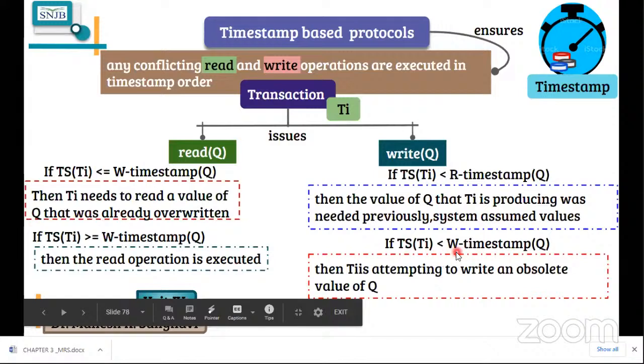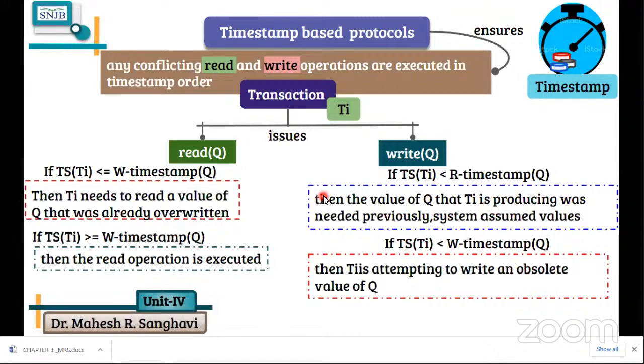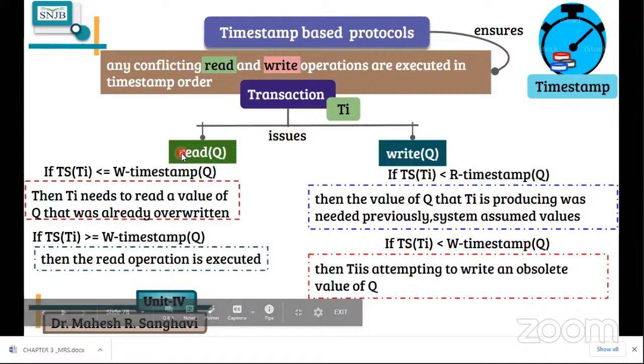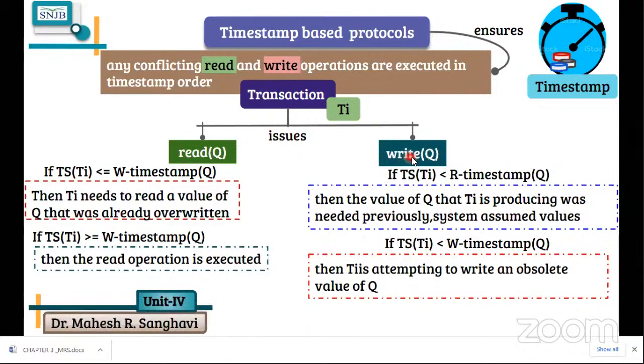Else, we need to focus on the W-timestamp. If TS of TI is less than the W-timestamp, then TI is attempting to write an obsolete value of Q. So these are the two conditions, friends. This is important. This is actually the definition of the timestamp-based protocol. If any question based on the timestamp protocol appears in your university examination, you have to write this down. So this is the important slide you need to focus on, and this slide says when to perform the read operation and when to perform the write operation.